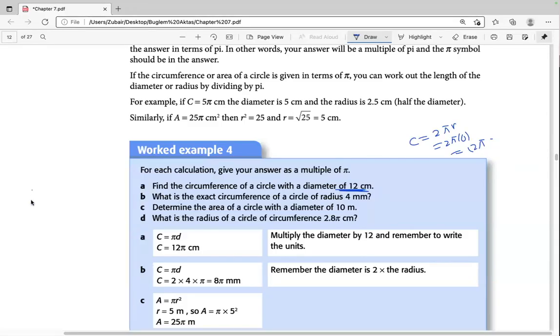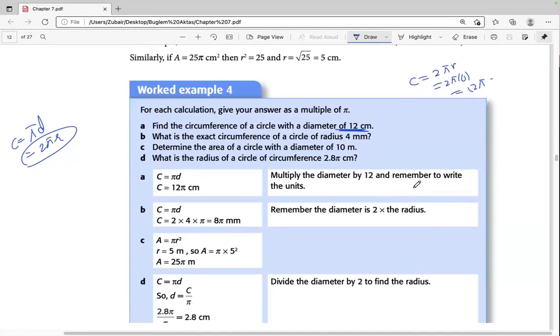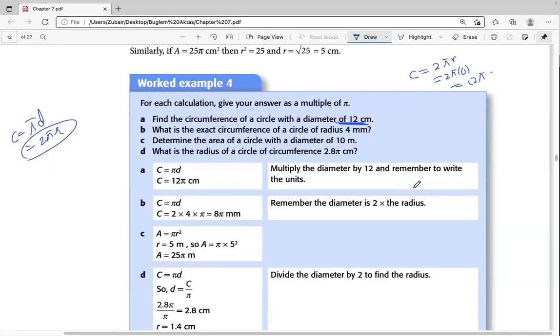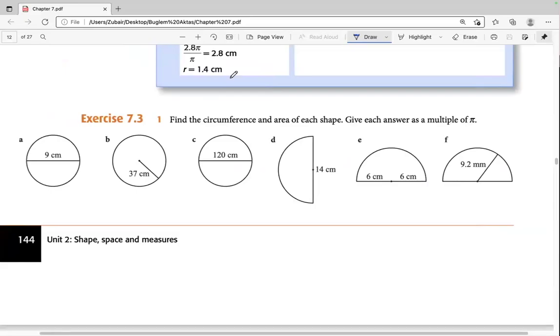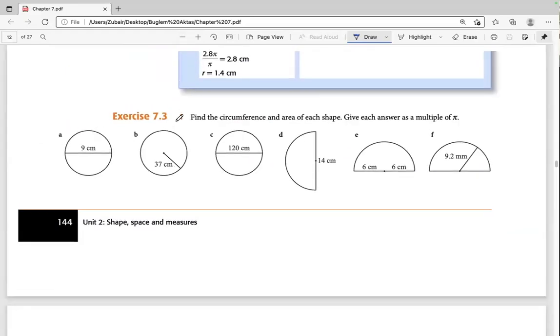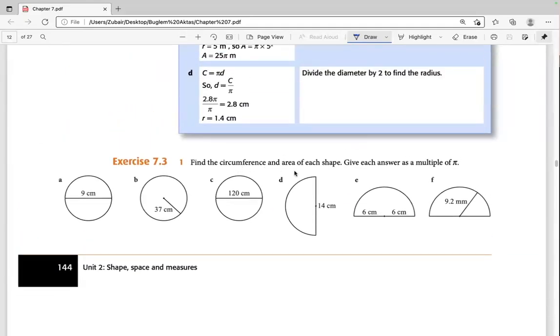If you wish, you can use this formula directly. Circumference equals pi d or 2 pi r. I've always used this to avoid any confusion. And in exam, it is perfectly allowed. You may use any. And so on, we're keeping it as pi. So let's try these. Find the circumference and area of each shape. Give answers as multiples of pi.